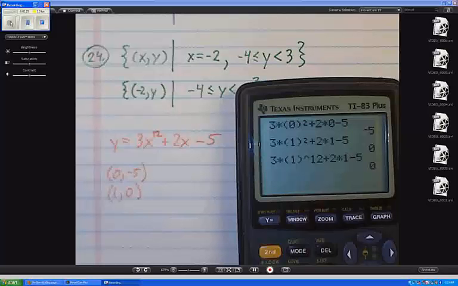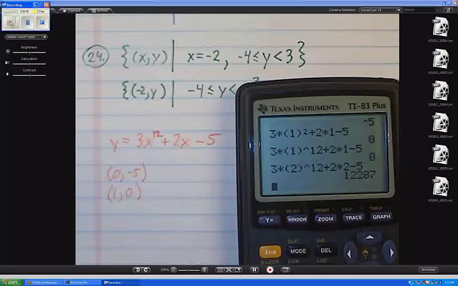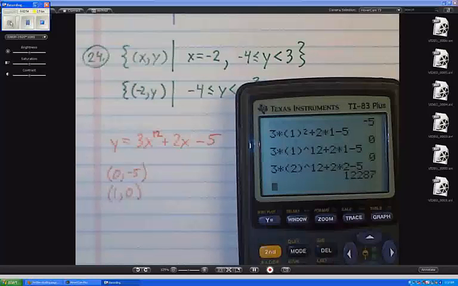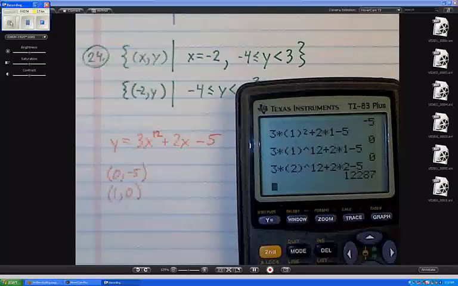But now when I go ahead and put in like 2, where the 1's are, how about that? 12,287. Wow. So you could graph this thing eventually, but it'd be difficult. And yet, could I get a graph if I scaled things correctly? Sure, because this is a special kind of relation called a function.